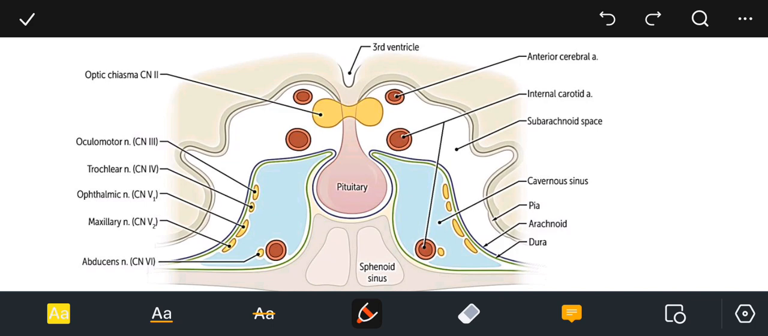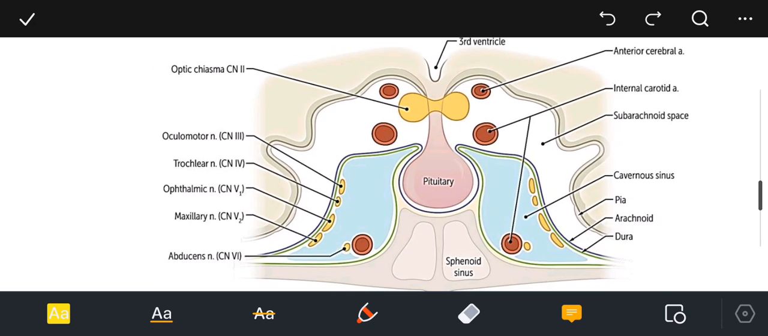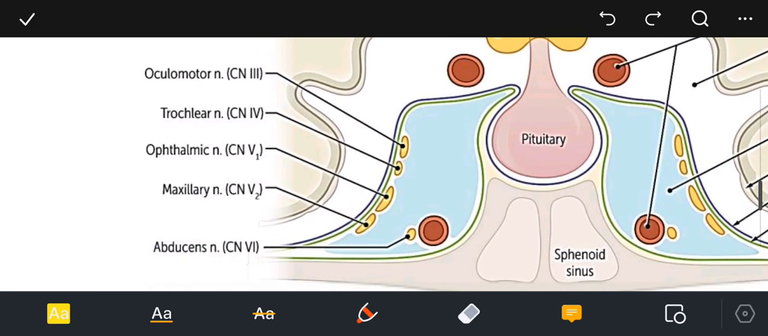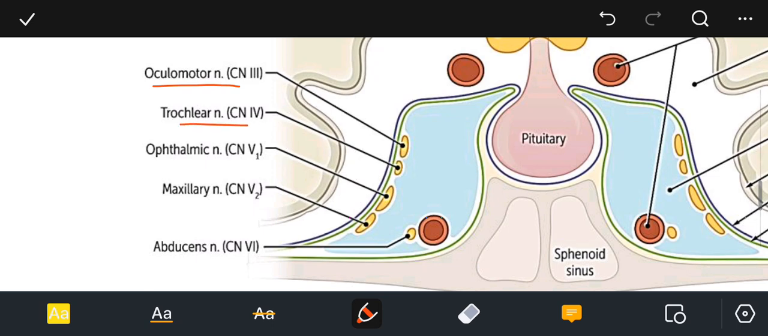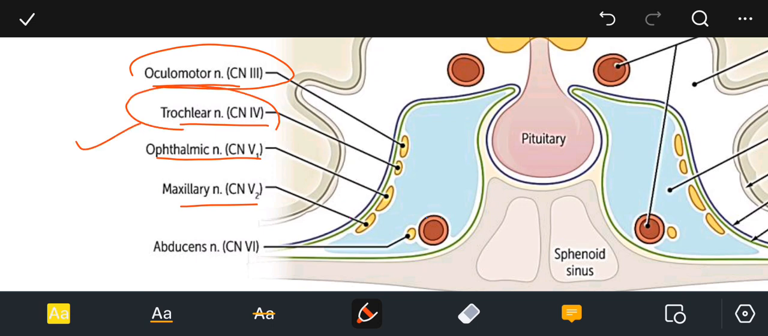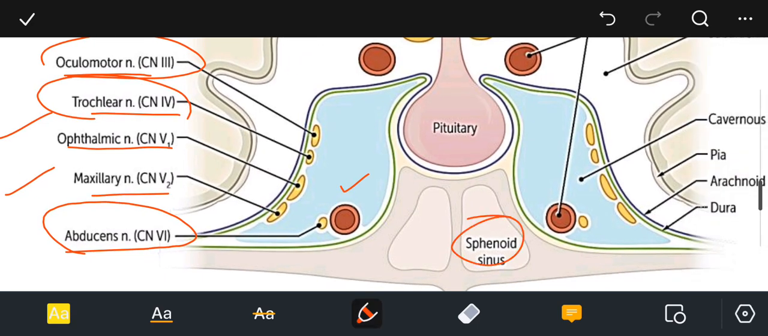So this contains cranial nerve 3, the cranial nerve 4, 5-1 and 5-2. So cranial nerve 3 is the oculomotor nerve, cranial nerve 4 is the trochlear nerve, there is the ophthalmic nerve, CN V1, the first division of the trigeminal nerve, and the maxillary nerve, the second division of the trigeminal nerve. And then we have the abducens nerve that travels into the cavernous sinus substance along with the internal carotid artery. Then we have the sphenoid sinus.